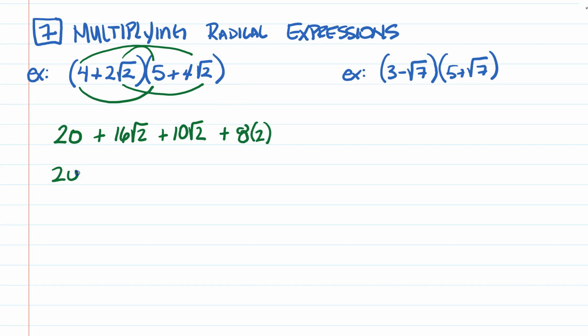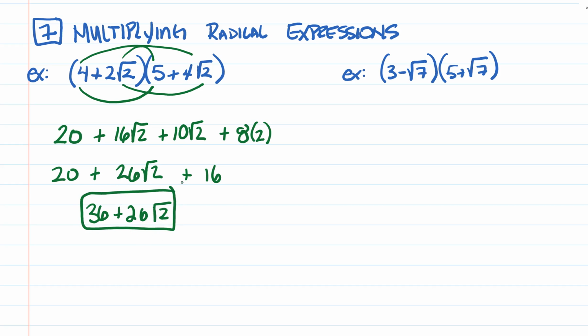So then I've got 20 plus 16 rad 2 and 10 rad 2 make a grand total of 26 rad 2. And then I've got 2 times 8 is the number 16. So 20 and 16 gives me 36 plus 26 radical 2. So it all works the same way. You just have to keep track of the radicals.